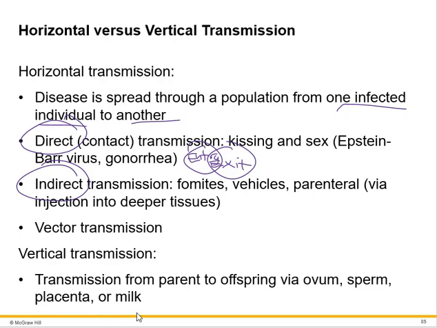So vertical transmission is from parent to offspring. And it's not just mom to child. It could be through sperm, but we usually think of this as across the placenta. So that's vertical transmission.